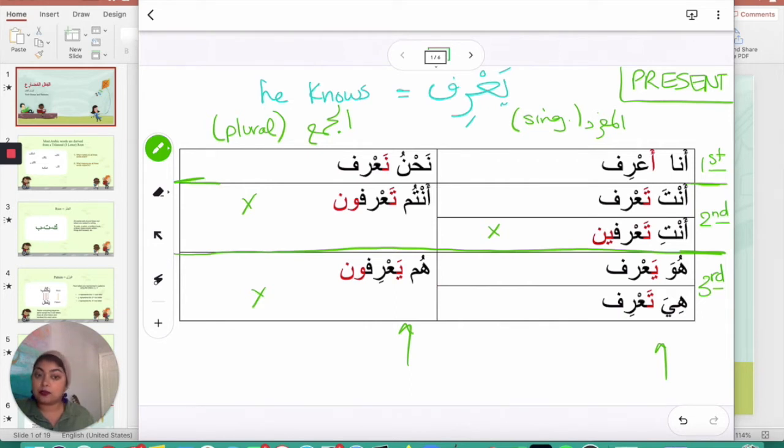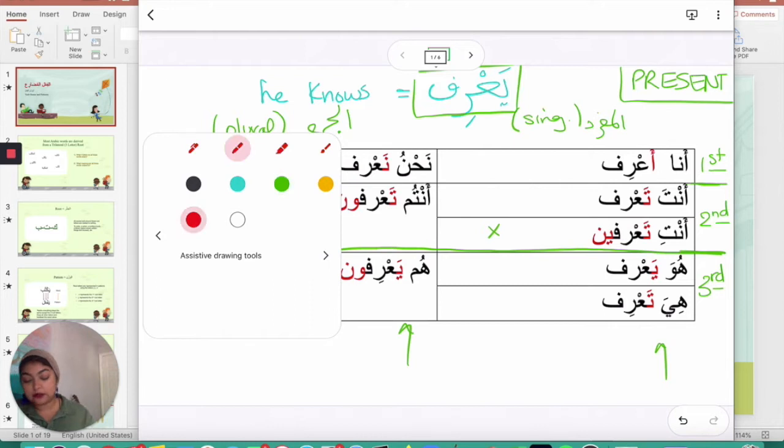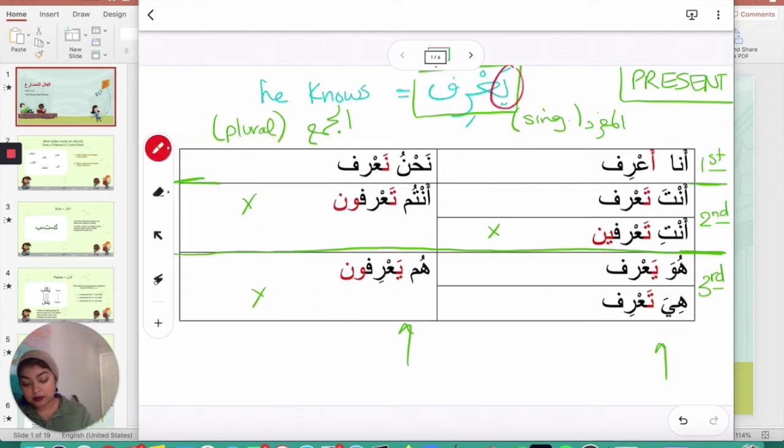So let's go through them. This should feel like review. Ana a'arif. So we have the verb ya'arif. If I want to change it for ana, all we do is take that first letter and change it to an alif hamza. That's the prefix for ana. You guys already know this. Everything else stays the same. Notice this verb had a fatha on the first letter, a sukoon on the ayn, a kasra on the ra, and then the letter fa. Everything else stays exactly the same.